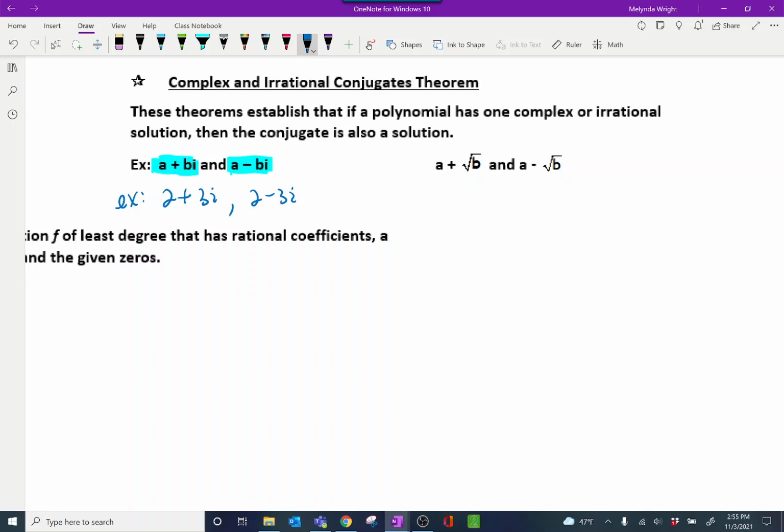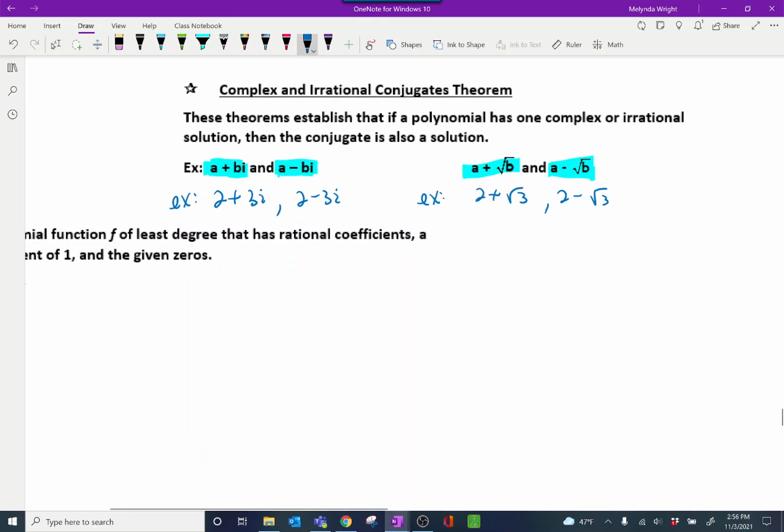The same thing with the roots. So in this case, a plus square root of b, a minus square root of b. So let's say we've got a solution of 2 plus square root of 3. This is just an example. If 2 plus square root of 3 is a root, then so is 2 minus square root of 3. So those little guys always go together in pairs.